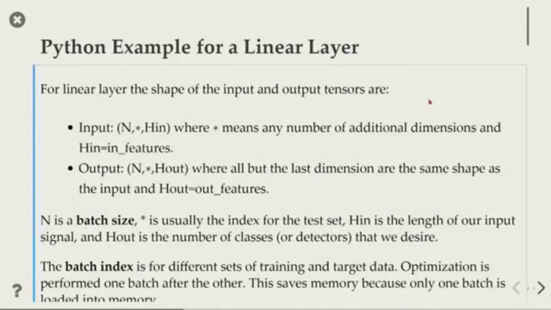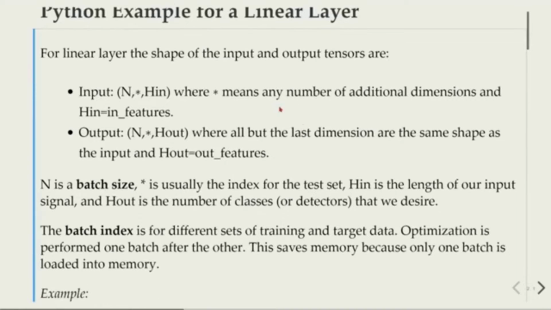We will now take a look at the Python example for a linear layer. For a linear layer, the shape of the input and the output tensors are given here. We have an input with the shape N star H in, where star means any number of additional dimensions and H in means the in features, like we've seen before. The output has the shape N star H out, where all but the last dimensions are the same shape as the input, and H out is the out features, like we've seen before.